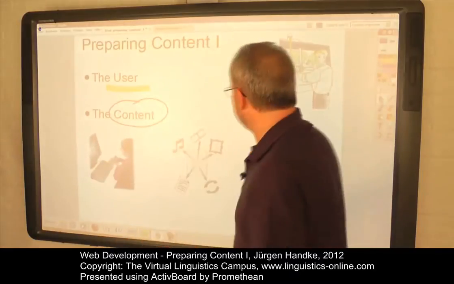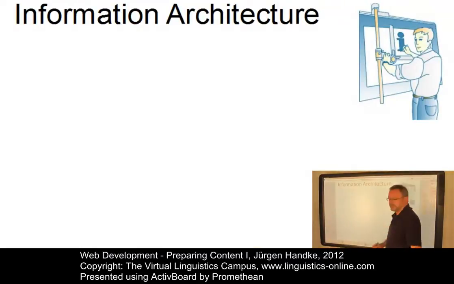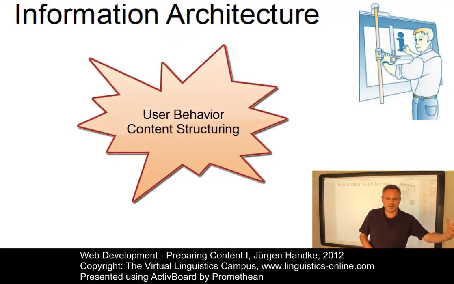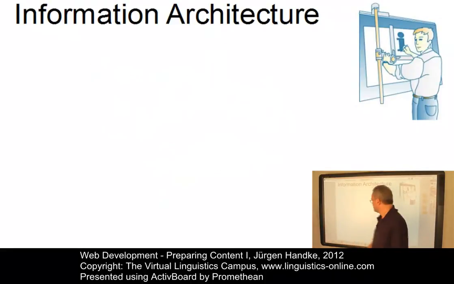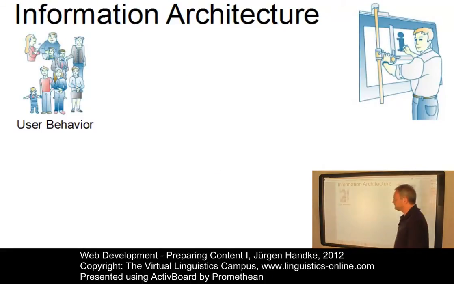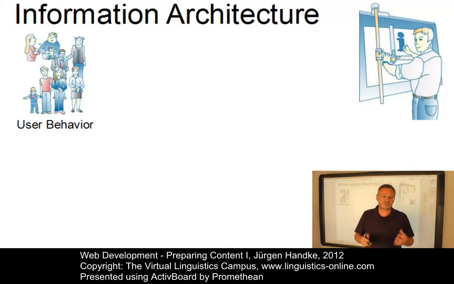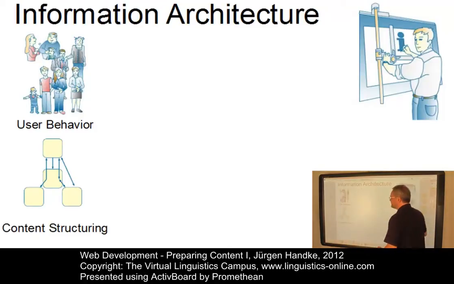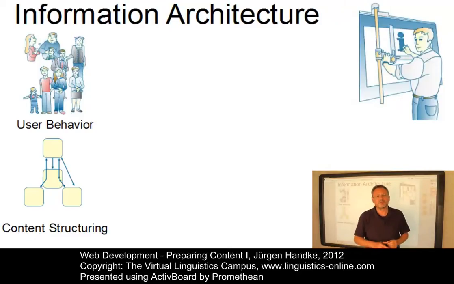So let's start with information architecture. The term information architecture incorporates two major aspects: user behavior on the one hand and content structuring on the other. Whereas user behavior addresses the strategies and principles with which users navigate through the web, content structuring deals with various schemes of content organization depending on the nature of the content.